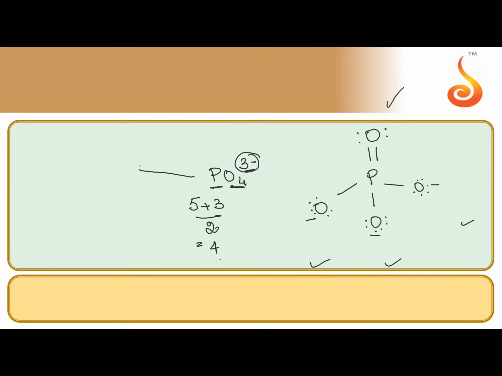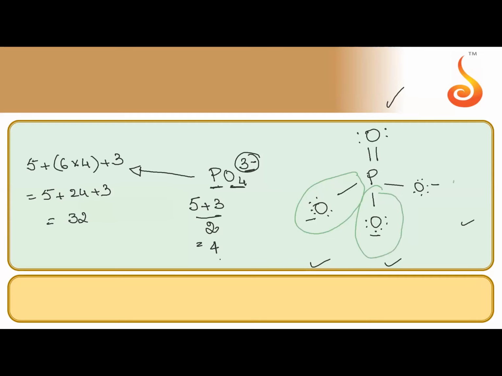Okay, this is how we count the valence electrons. 5 in phosphorus and 6 into 4 in oxygen, plus 3 more electrons. That is 32. Are you having 32 here? Just check. This is 8, this is 8, this is 8, this is also 8. So how many are we getting? We are getting 32. Meaning your structure is fine.